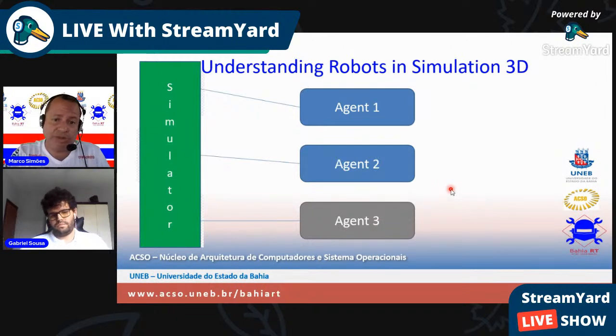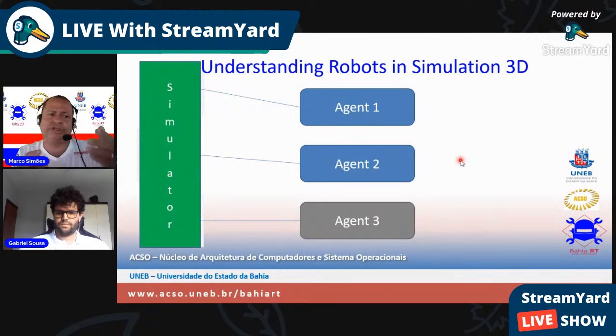It's a decision of your team how you develop your agents. However, most teams use the same agent, and the difference between the roles of each robot in the field is done by the algorithm that they implemented inside their code. So it's not so usual to use different binaries, but it is allowed. There's no problem to do that.